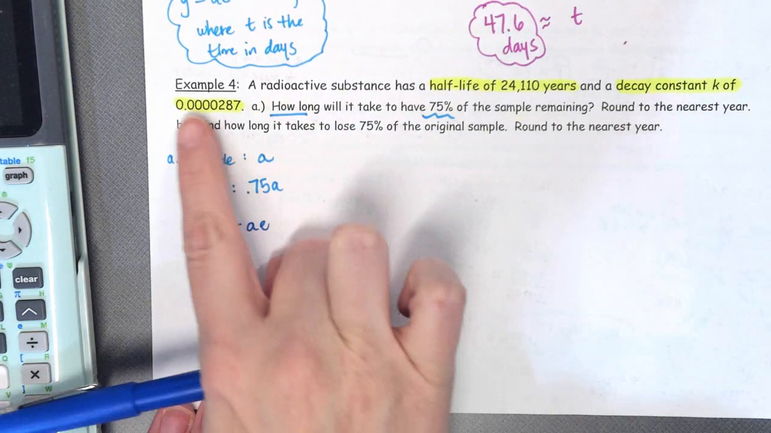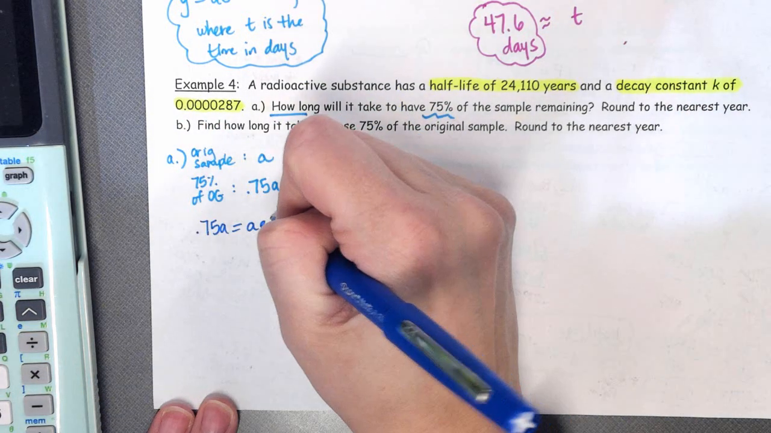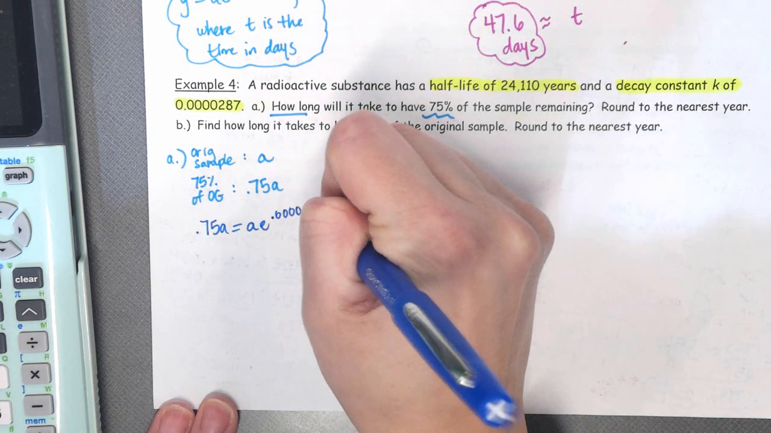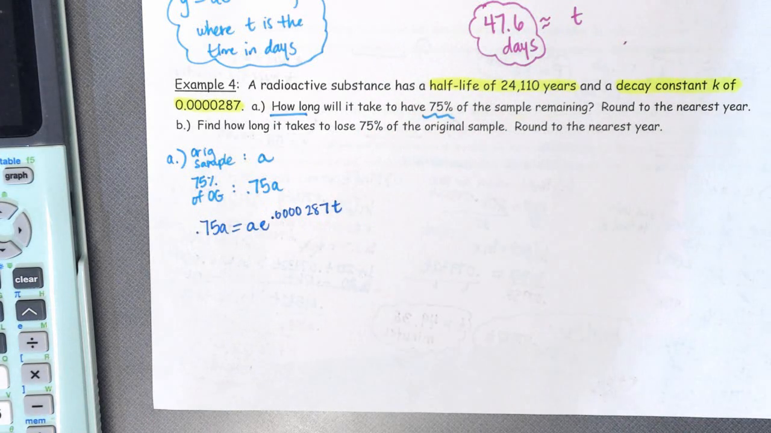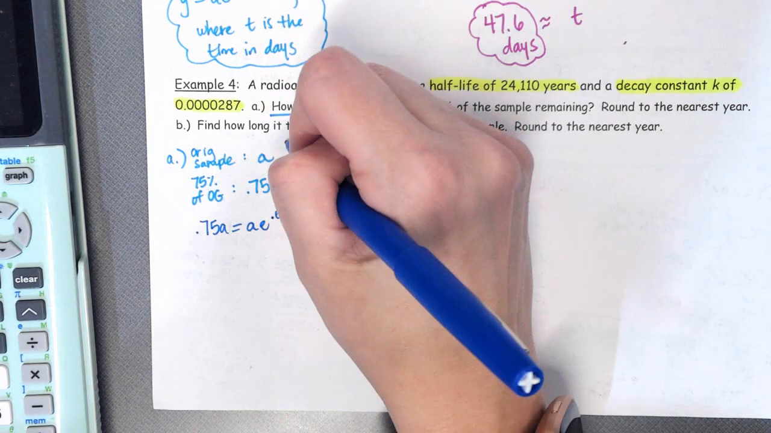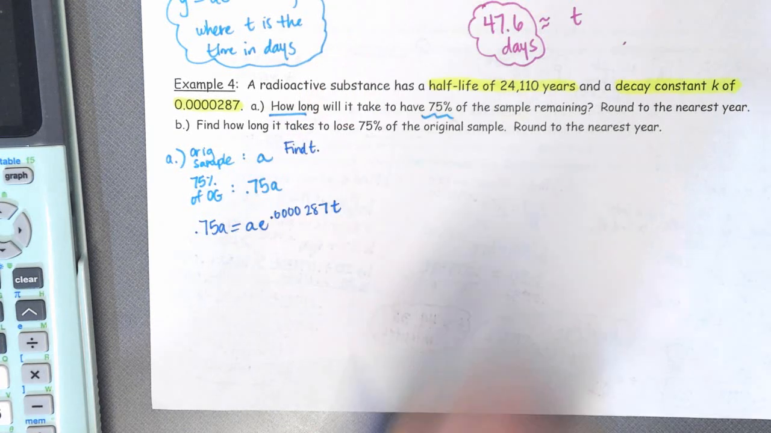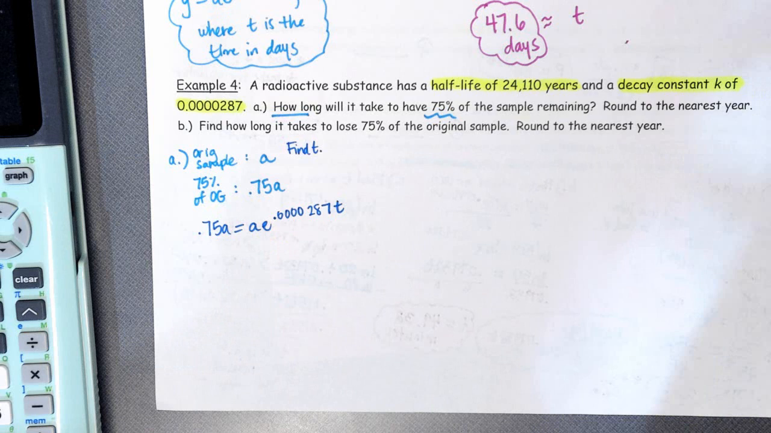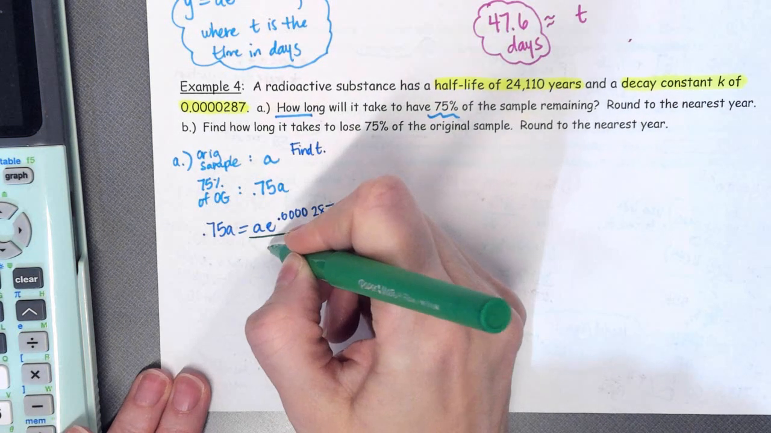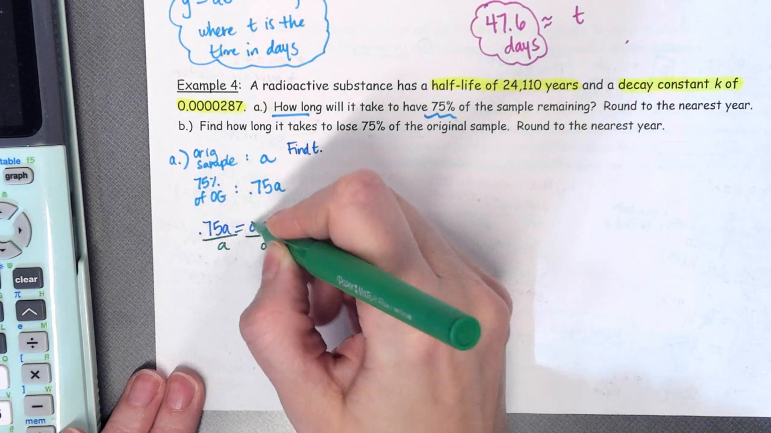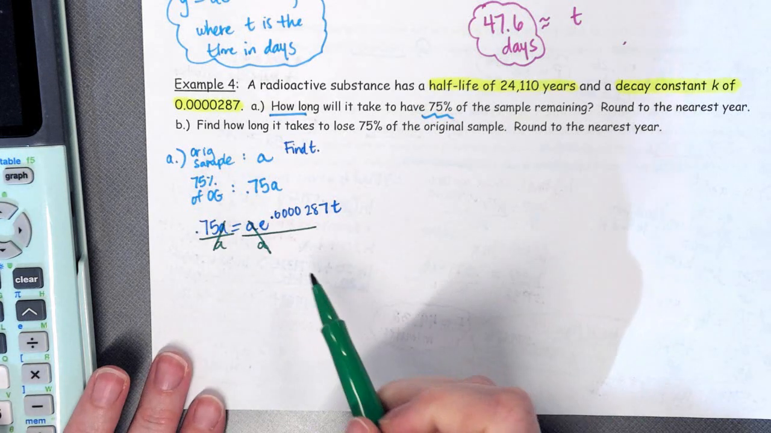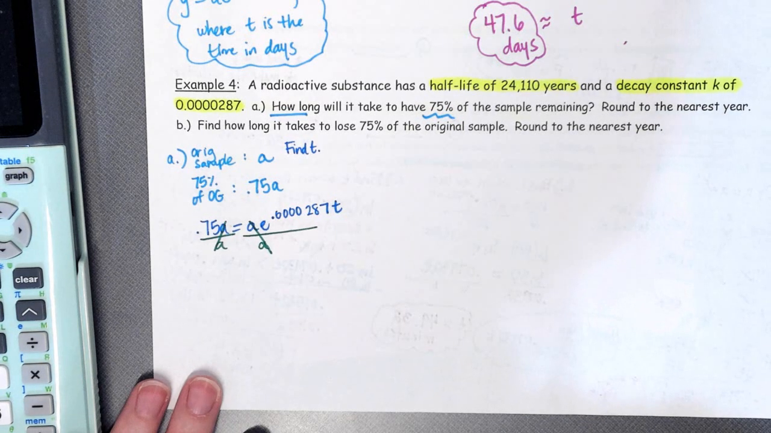And then because this is your decay constant, you're going to plug that in. 1, 2, 3, 4 zeros there. And you're trying to find T. So your first step is always to divide what is in front. And if I divide both sides by A, what happens? Yep. That's why it doesn't matter what you choose, because no matter what you choose, they're always going to divide out to be 0.75.